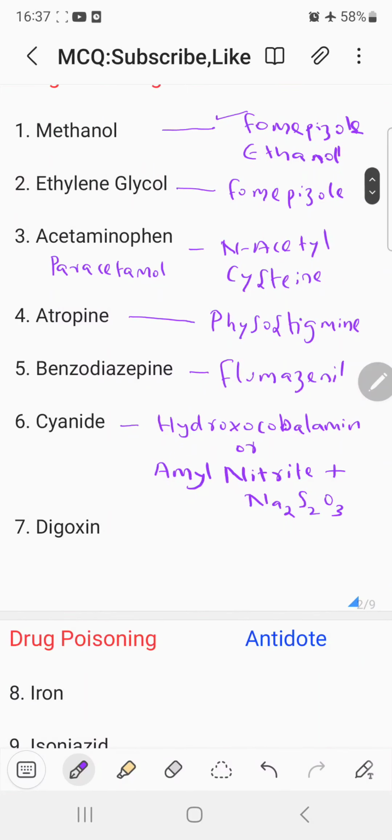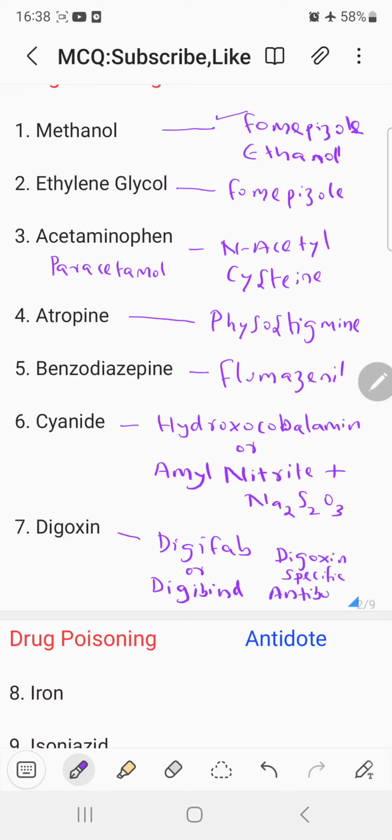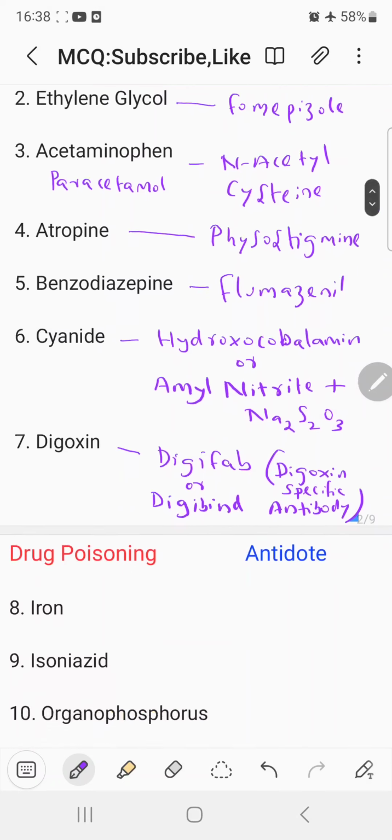Now coming to digoxin poisoning, the antidote used is DigiFab, that is the brand name, or another belonging to the same category but another brand, Digibind. So this is the antidote for digoxin poisoning. Basically they are digoxin specific antibodies against digoxin. DigiFab or Digibind, they are digoxin specific antibodies which are used as the antidote for digoxin poisoning.